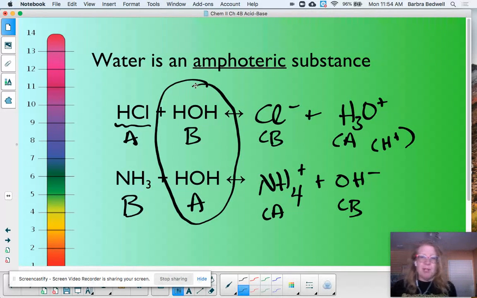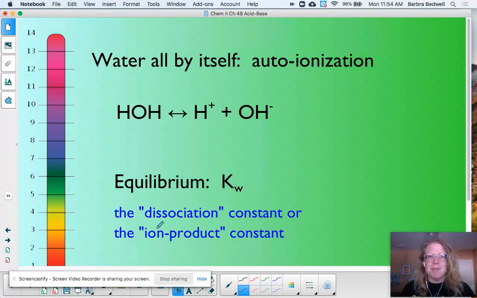So again, amphoteric is this right here, that water has the capacity to act as either a proton donor or a proton receiver, and in fact, it acts like both. That's what amphoteric means. And this is really important to understanding acid-base behavior and how water is capable of reacting both ways. It's definitely an unusual substance.